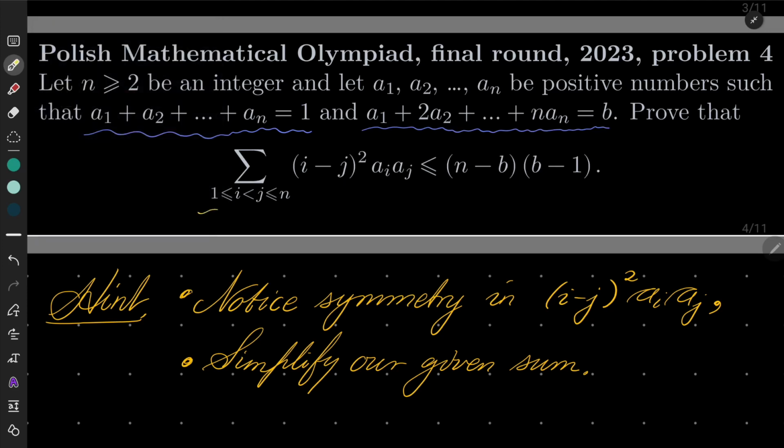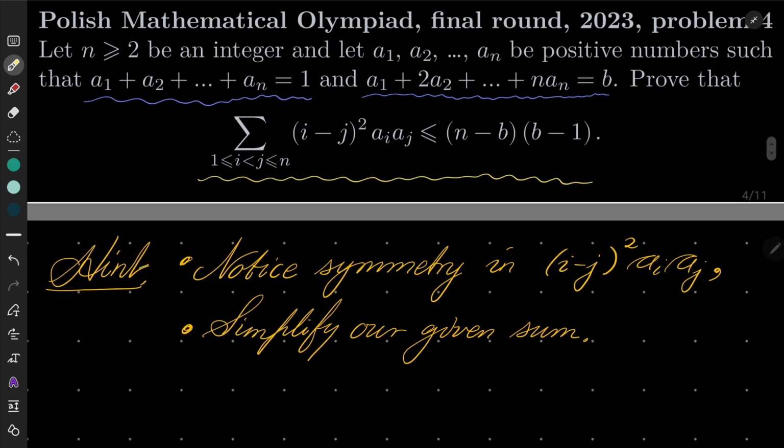the following inequality is true, where our sum goes over two indices, sum over i and sum over j, between 1 and n, i is less than j. We wish to prove that the sum of (i minus j) squared times ai times aj is less than or equal to (n minus b) times (b minus 1).